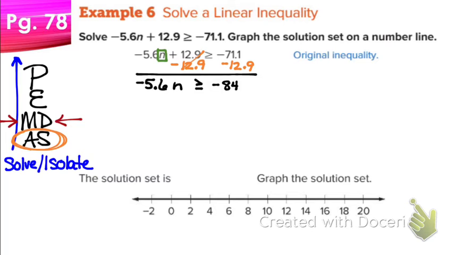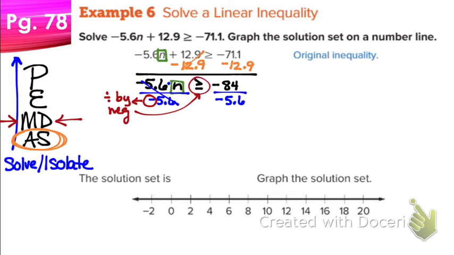Do we have n all by itself? Is n all alone yet? Have we solved? No. I still have that negative 5.6, right? We're going to divide. We have to flip the inequality, yes. Dividing by negative 5.6 on both sides. That's going to cancel here. But whenever we divide by a negative, my inequality is going to flip.